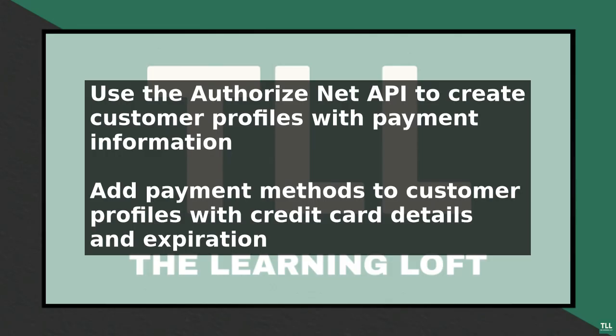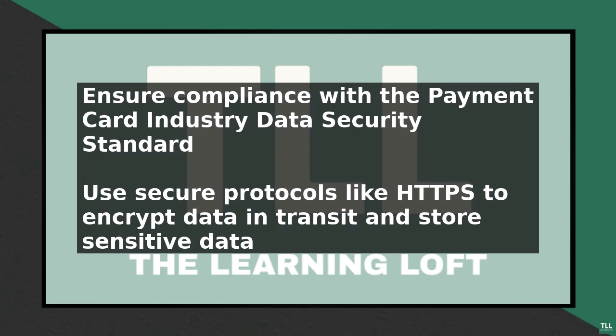Best practices for configuring Authorize.Net CIM integration include using secure protocols, such as HTTPS, to encrypt data in transit. You should also use secure methods to store sensitive data, such as payment information. Additionally, you should ensure that your application or website is compliant with the Payment Card Industry Data Security Standard, which requires businesses to implement certain security measures to protect customer payment information.